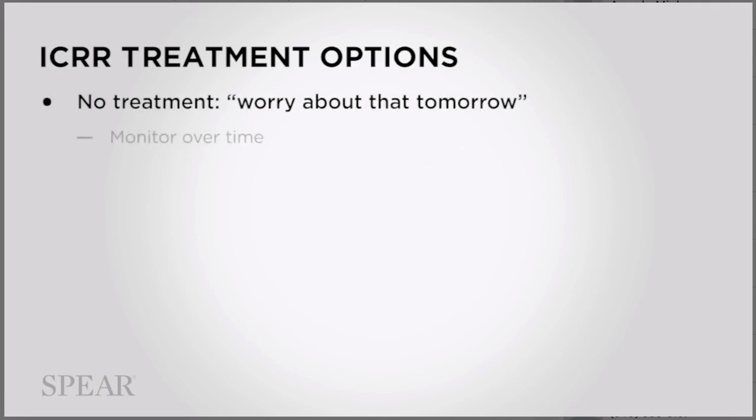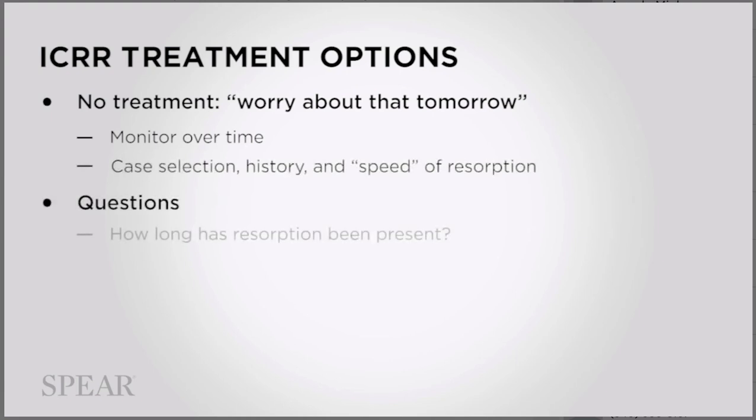So here are your options. No treatment, worry about that tomorrow. Monitor that over a period of time, radiographically and clinically. And case selection is really important. The history, the speed of the resorption. So how long has that resorption been present for? How long can that tooth actually be retained in a case like this? And obviously, you may manage this differently for a 90-year-old compared to a 20-year-old.